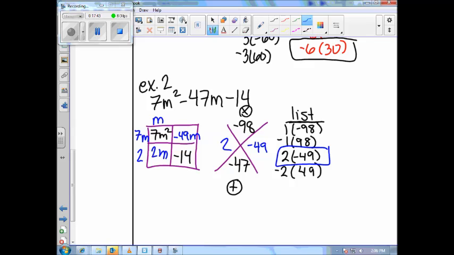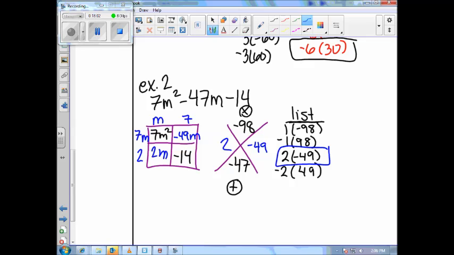Okay, negative 7. Does 14 go into 49? Try it out. 49 divided by 14. No, it doesn't. So you just have to check. Sometimes it's the exact same number. Other times it's a smaller factor. So good, you got that right.